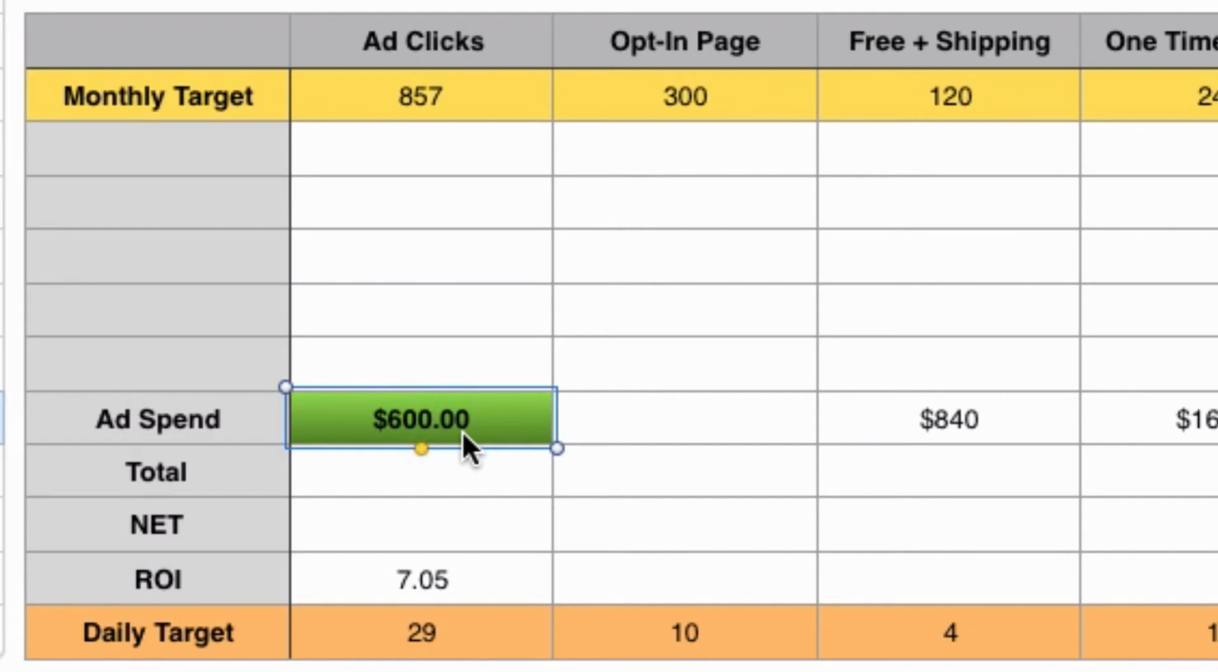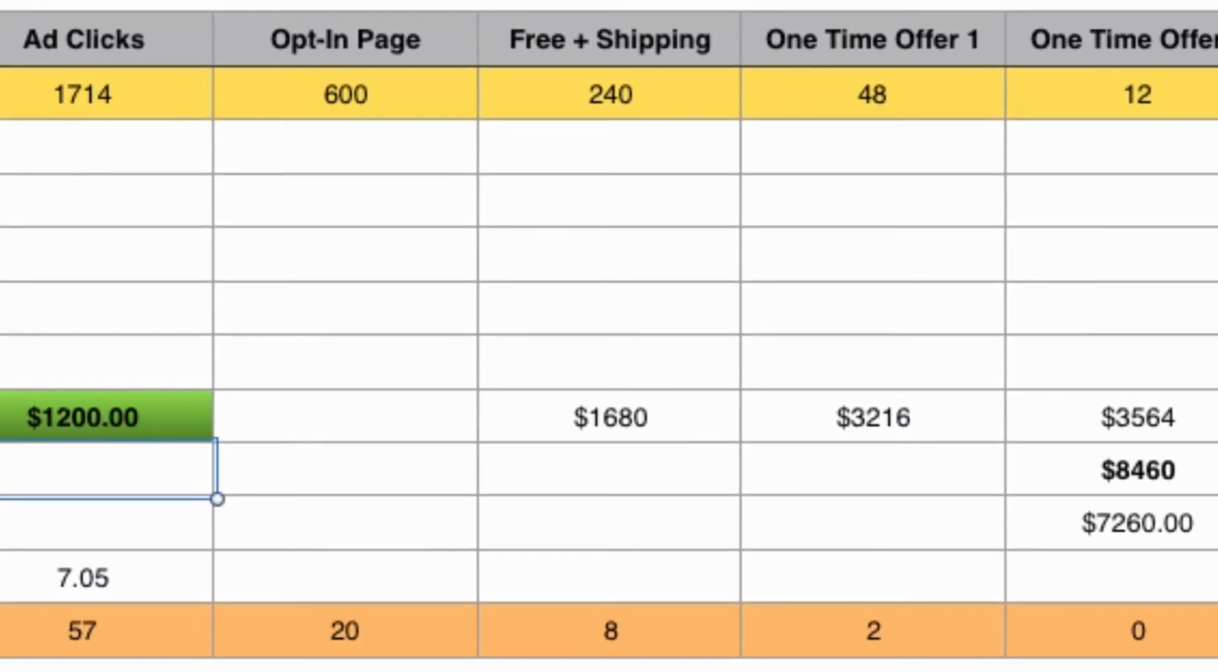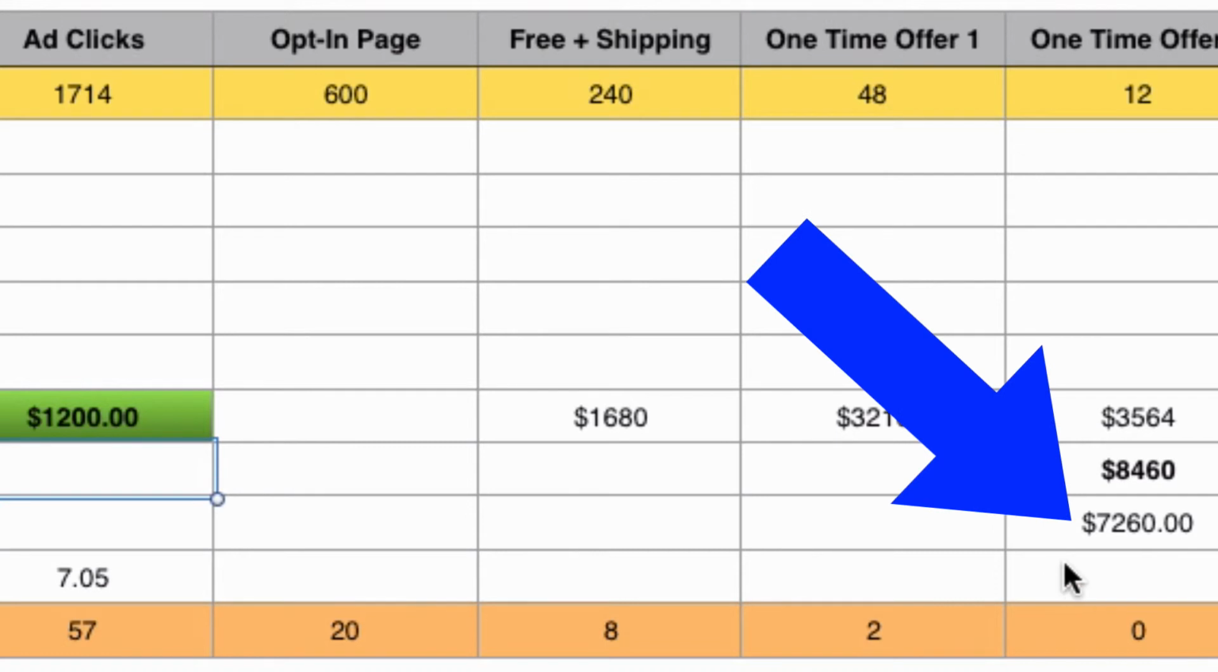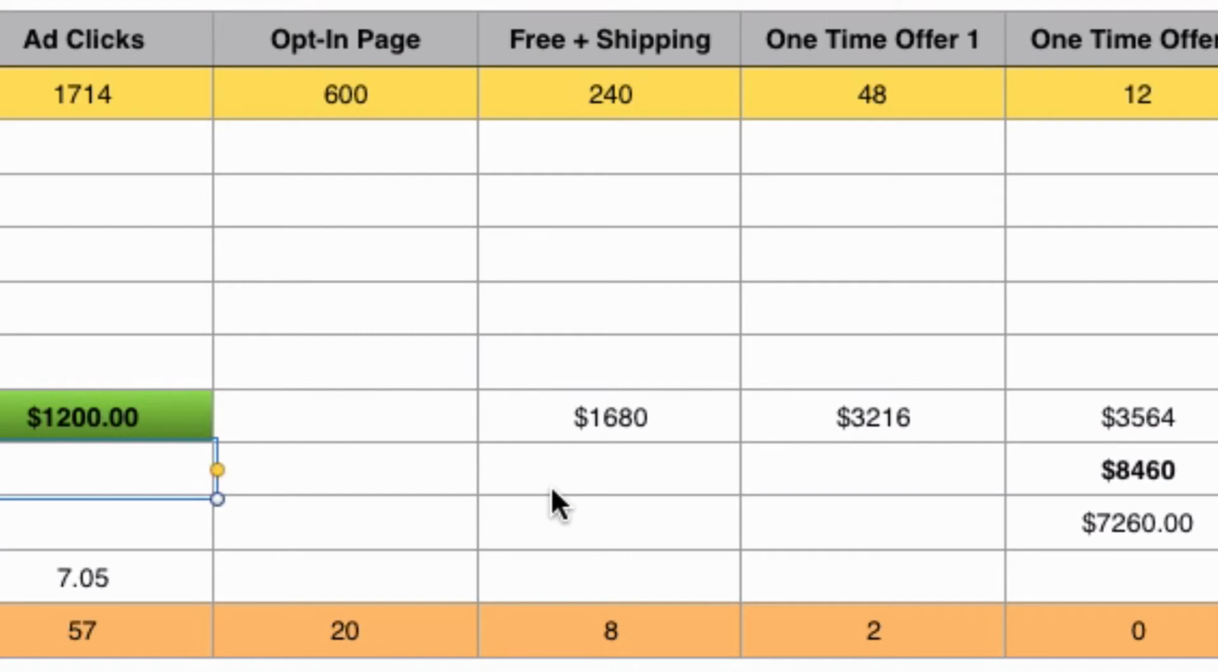Okay, yes. Can you increase prices? Yes. Can you increase your conversion rates? Yes, you can do that, and I do recommend working to increase those conversion rates. But you can also, instead of spending $20 a day, what if you spent $40 a day? Now you're spending $1,200 a month on ads, and now you're at $7,260. So we already are at a very good income.